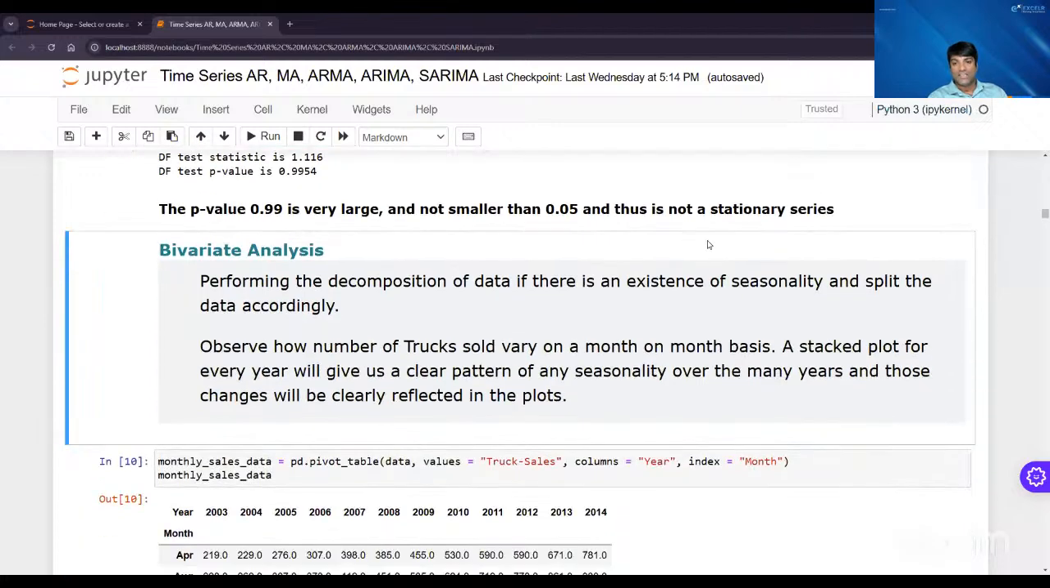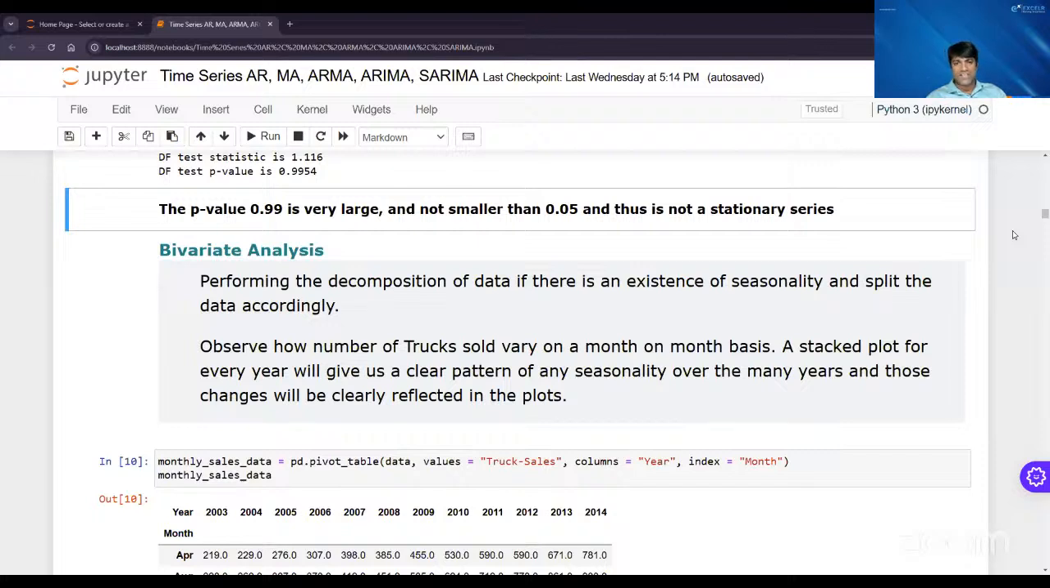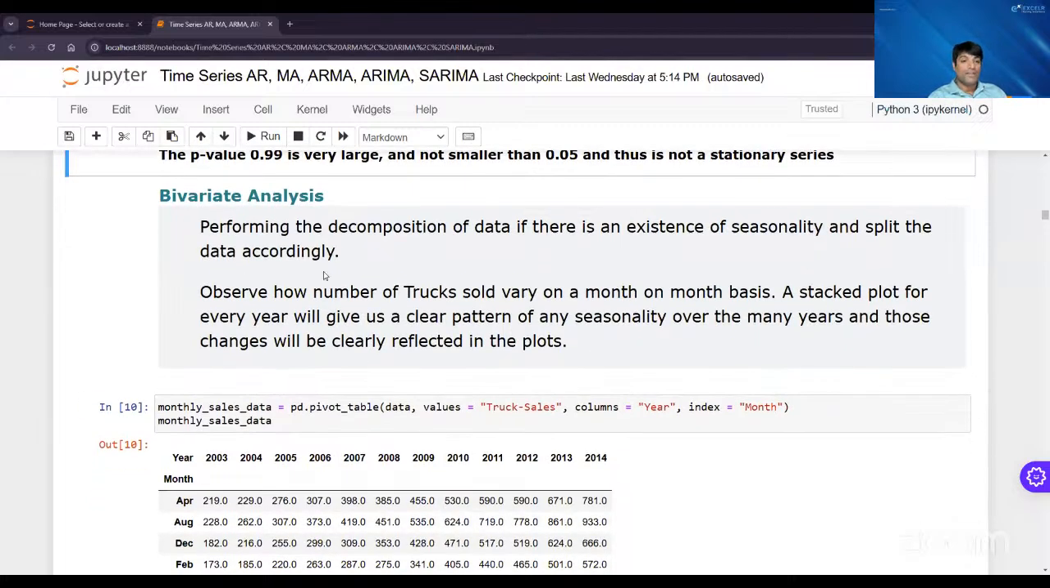Now, here you can see that the data is not a stationary series. That means either a trend exists or there is a seasonality. Something is there which we have to observe. Now, the next thing is bivariate analysis. We will perform the decomposition of data, the seasonal decomposition I just told you about. If there exists a seasonality, split the data accordingly and observe that the number of trucks sold varies on a monthly basis. A stacked plot can give you a clear reflection, so we will see that by plotting a graph.